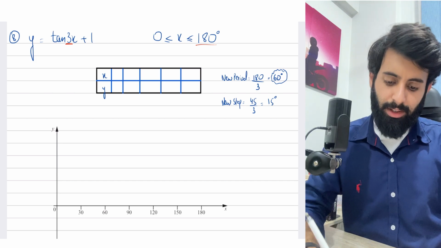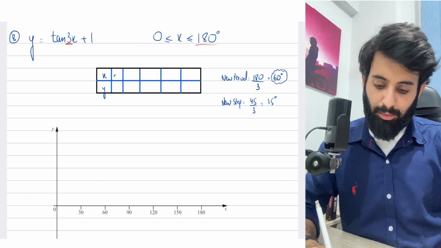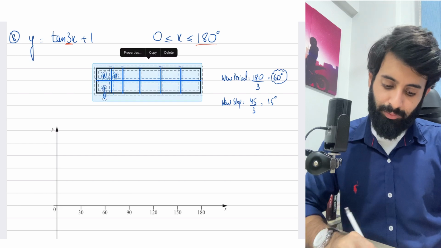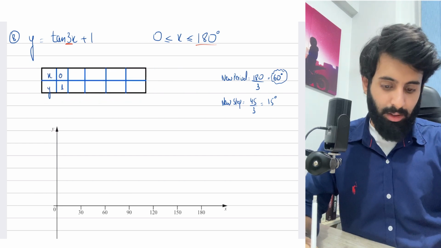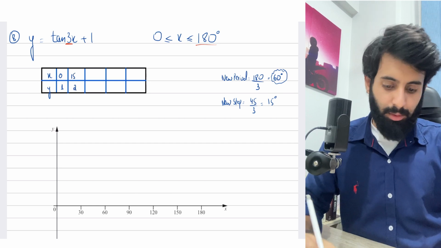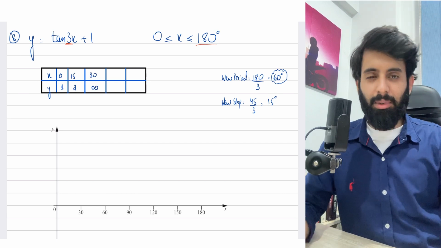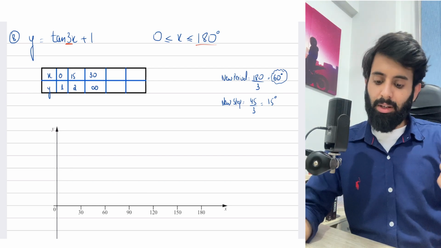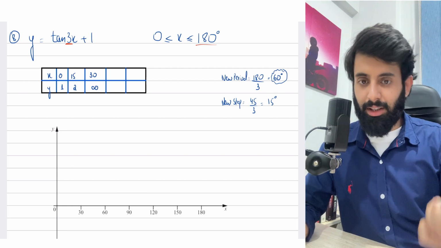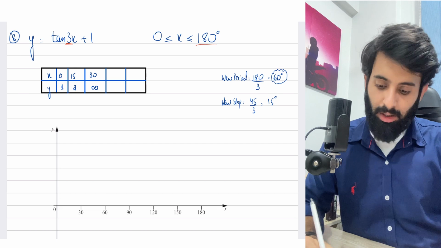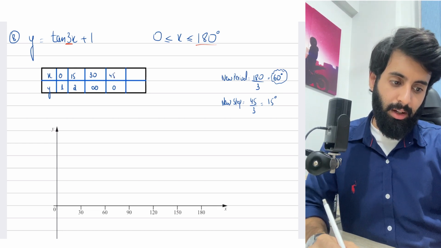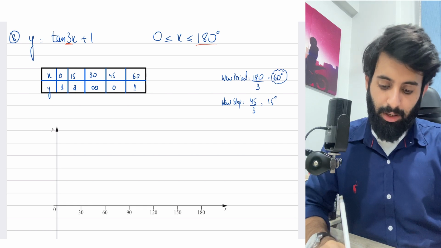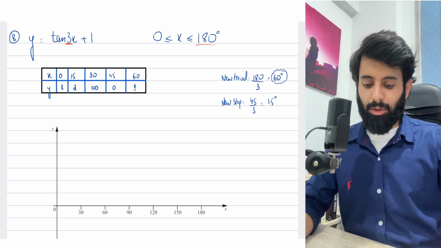Okay, so I'll fill it up over here so you can see exactly what I'm doing. So at 0 we have 1. At 15 we have 2. At 30 we have error, so that means the asymptote that we normally would get at 90 degrees, we'll get at 30 degrees now. And at 45 we have 0 again, and at 60 we have 1. And I'm going to stop here. I'm not going to take this all the way to 180.